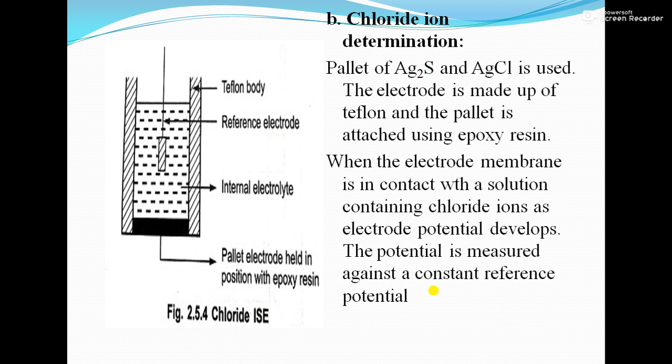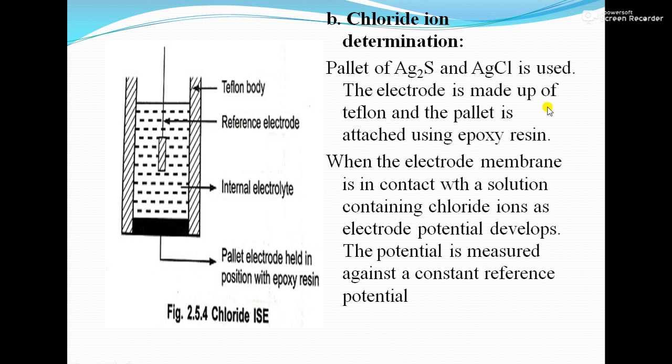Then next is chloride ion determination. You can see at the bottom there is a pellet electrode filled in position with epoxy resin. There is an internal electrolyte, a reference electrode, and the electrode body. So what is the pellet? This pellet is made up of silver sulfide and silver chloride. So the pellet is formed by using these two compounds.